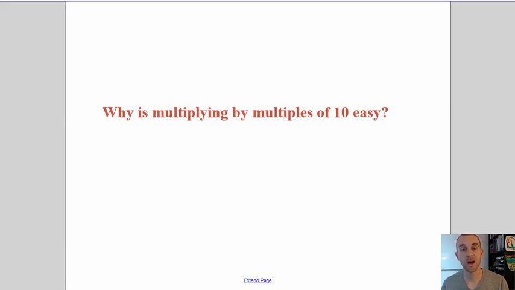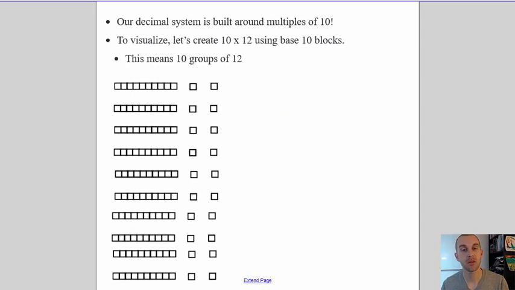In this video, we'll explore why it is easy to multiply by multiples of 10. Now, if we think about our base 10 system and our decimal system, it is all based around our ability to multiply by 10 and its ability to shift our place values as we multiply by 10.